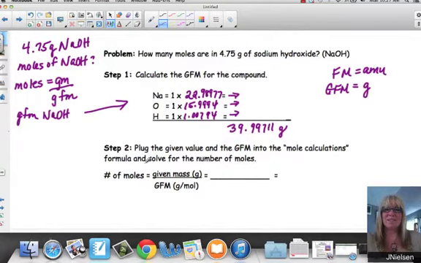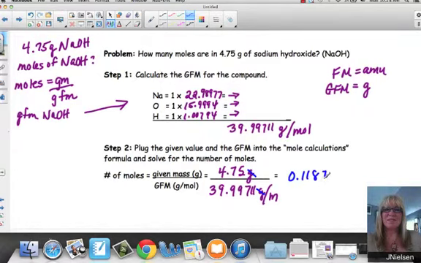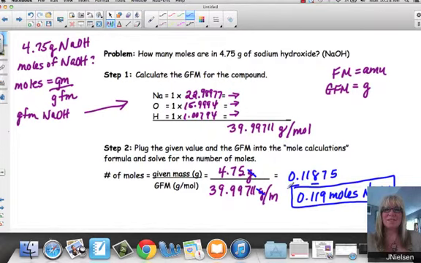Next, plug the given value and the GFM into the mole calculations. So my given mass was 4.75 grams, and my GFM is 39.99711 grams per mole. And what happens is my grams cancel, and when I divide this out, I'm left with 0.11875. Now this has 3 sig figs, so I'm going to probably just use 3 sig figs. Look to my right, greater than 5, 0.119 moles of NaOH, and that's my answer. So we're building on a skill that we learned in the last lesson, which is calculating the GFM.